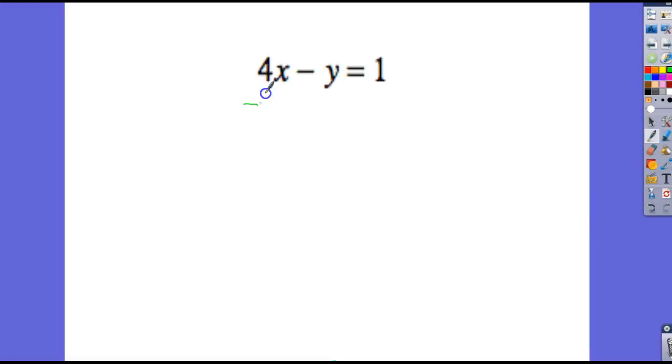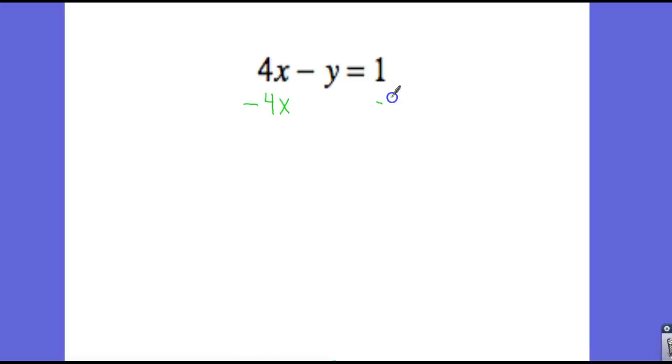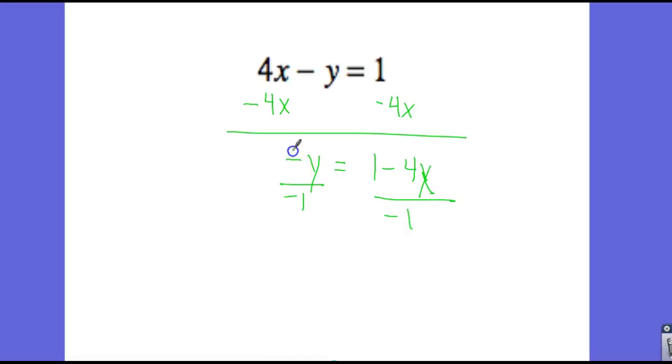One more. Let's subtract over 4x. We're left with negative y on this side. 1 minus 4x. Oops. The coefficient of y cannot be -1. Let's divide by -1. This is y over here, and this just flips the signs. So I have -1 plus 4x, or the same 4x minus 1.